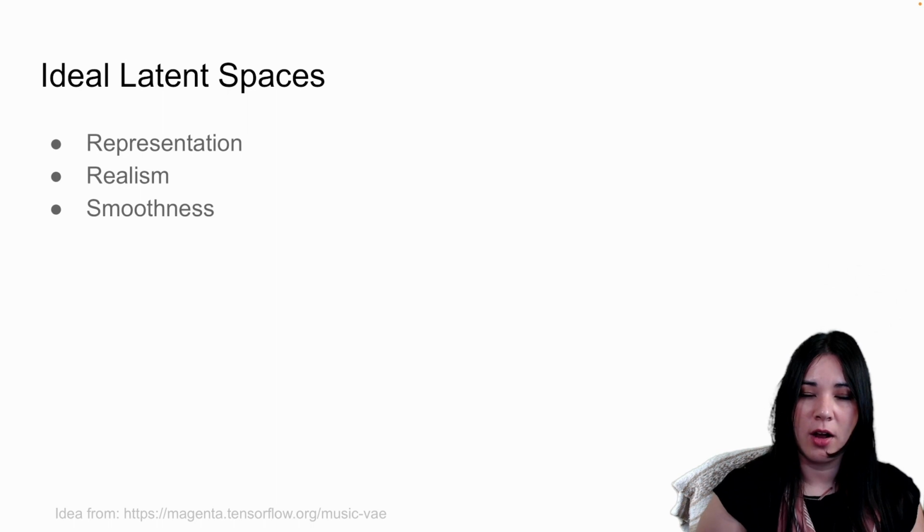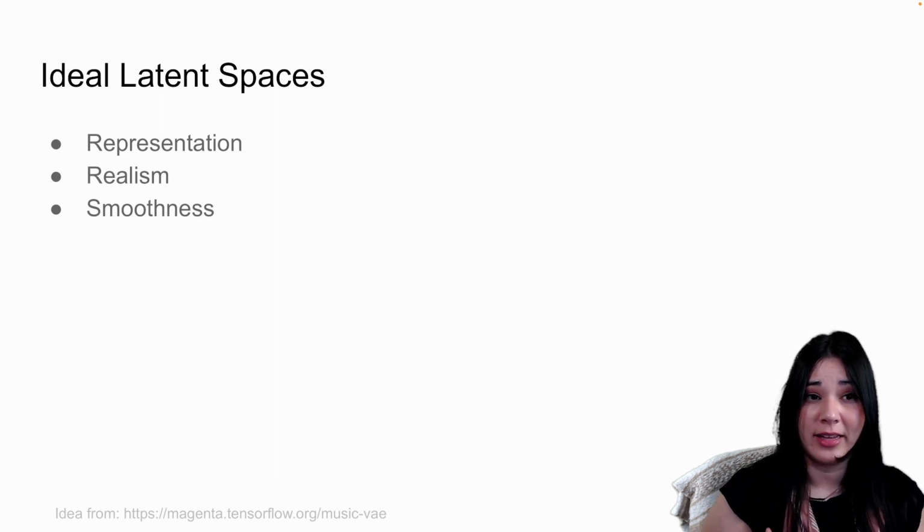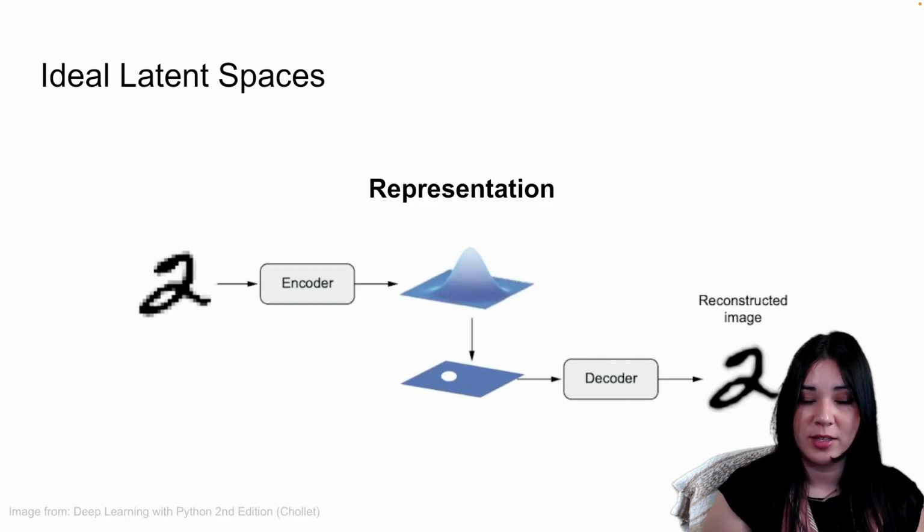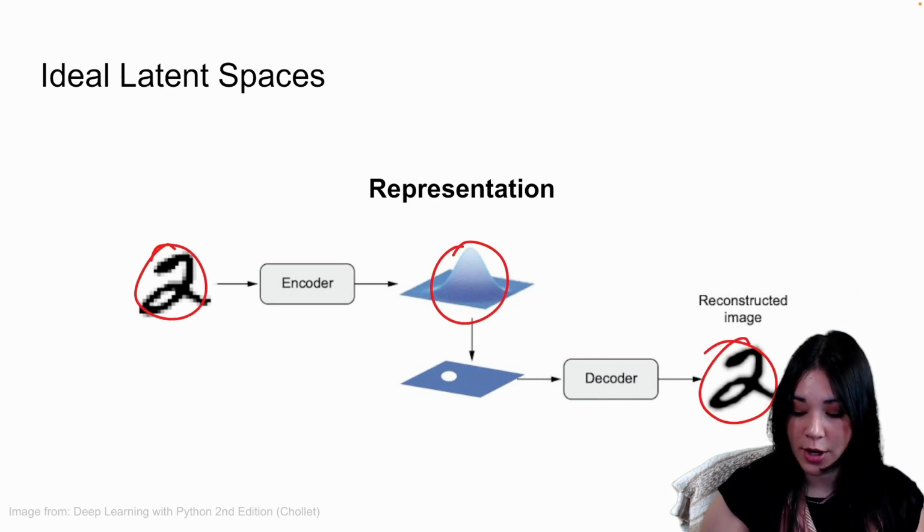So variational autoencoders basically learn a hidden representation or a latent space that has some really desirable properties. The main characteristics of these properties are representation, realism, and smoothness. An ideal latent space will have good representation. That means that we can take an input, encode it, and then decode it and accurately reconstruct our original input. This is something that it shares with traditional autoencoders.